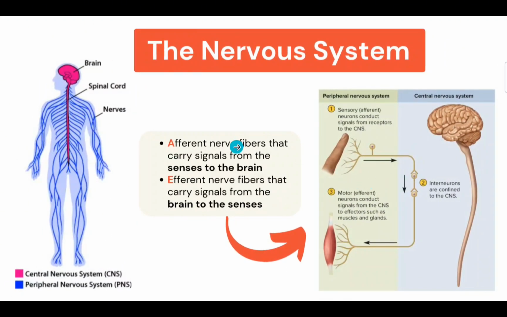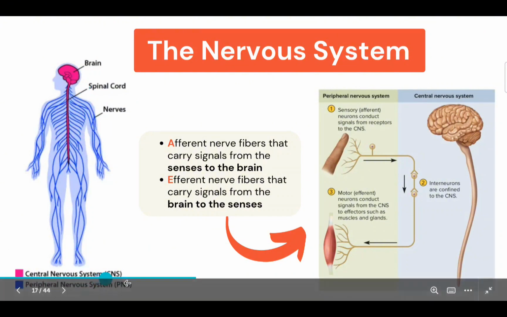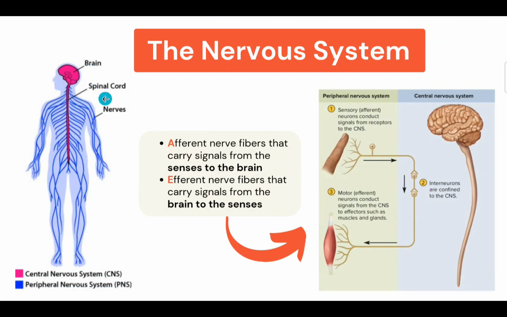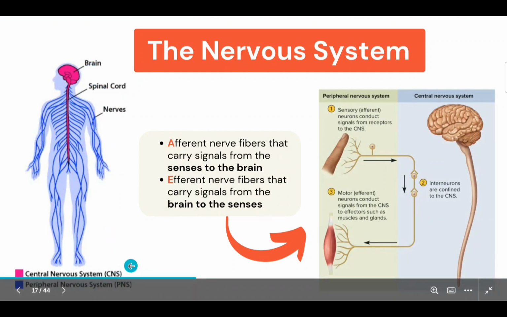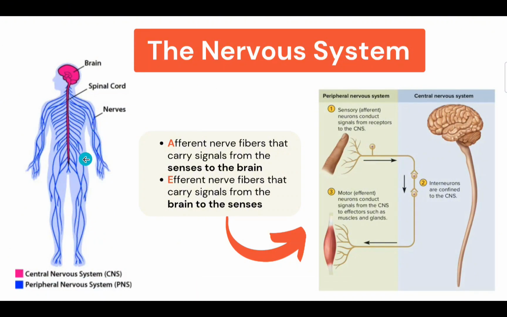As you can see from the picture here, the hot pink part is the central nervous system. The brain and the spinal cord are parts of the central nervous system. This is as well the picture that you can see, while the blue parts are the nerves. All the nerves throughout your body, we call the peripheral nervous system.